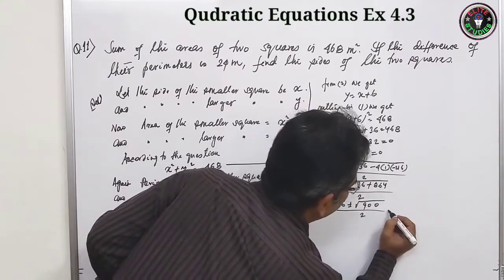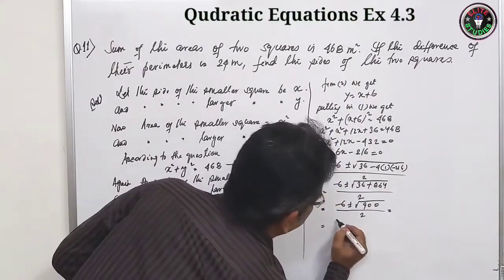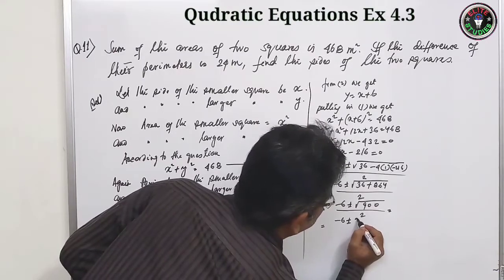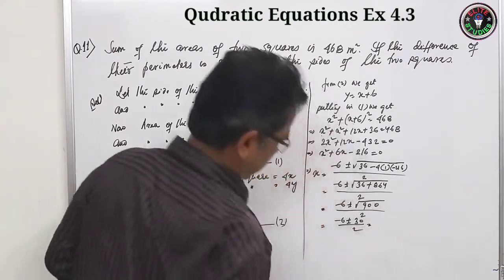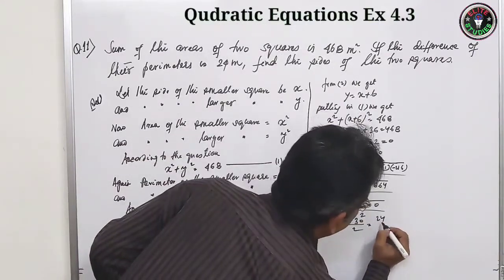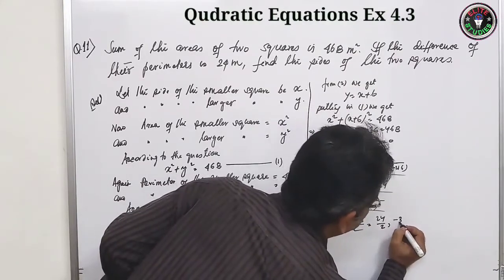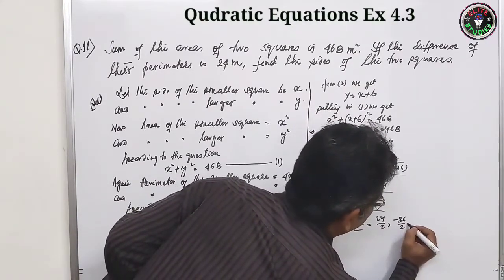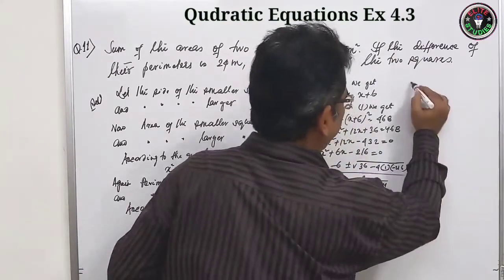So it will give you x is equal to minus 6 plus minus 30 by 2. It will give you plus 30 minus 6, 24, 24 by 2, and minus 30 minus 6, minus 36 by 2. So it gave us 12 and minus 18.